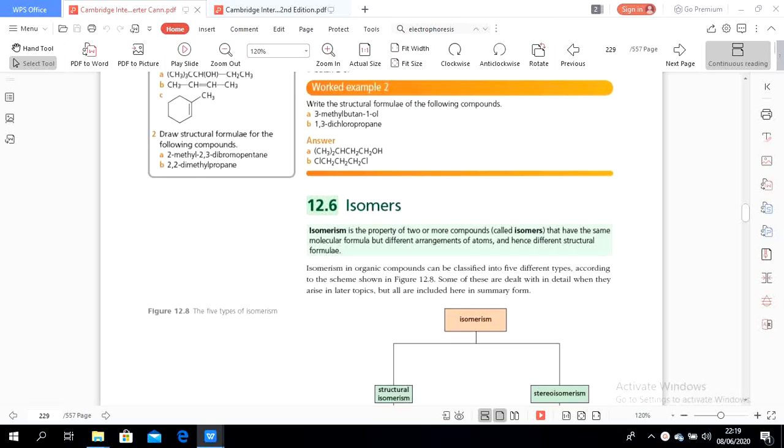Isomerism is the property of two or more compounds, called isomers, that have the same molecular formula but different arrangements of atoms or different structures.